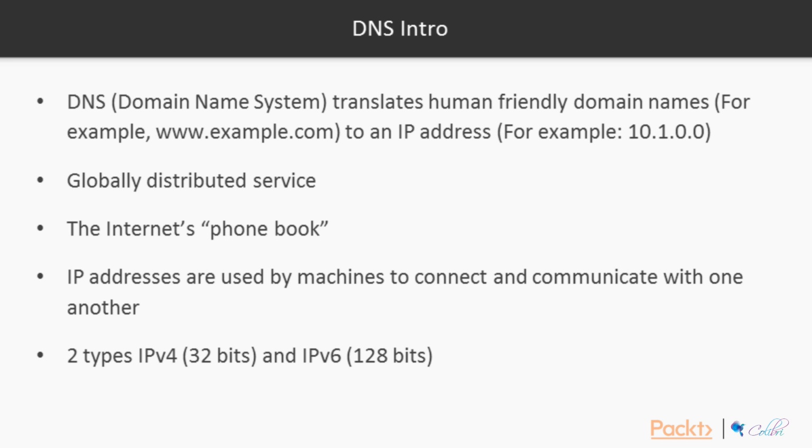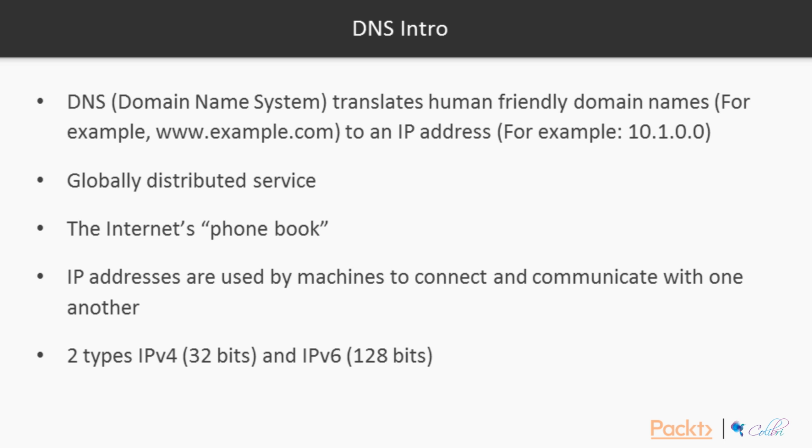DNS, or Domain Name System, translates human-friendly domain names, for example www.example.com, to an IP address, such as 10.1.0.0. It's a globally distributed service, and you should think about DNS as the Internet's phone book, because it's going to map friendly domain names to IP addresses.